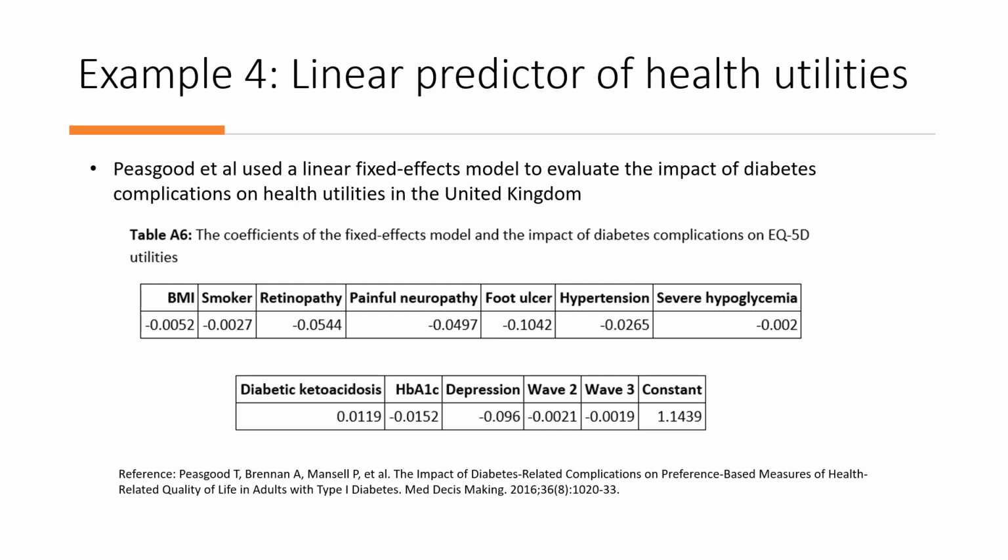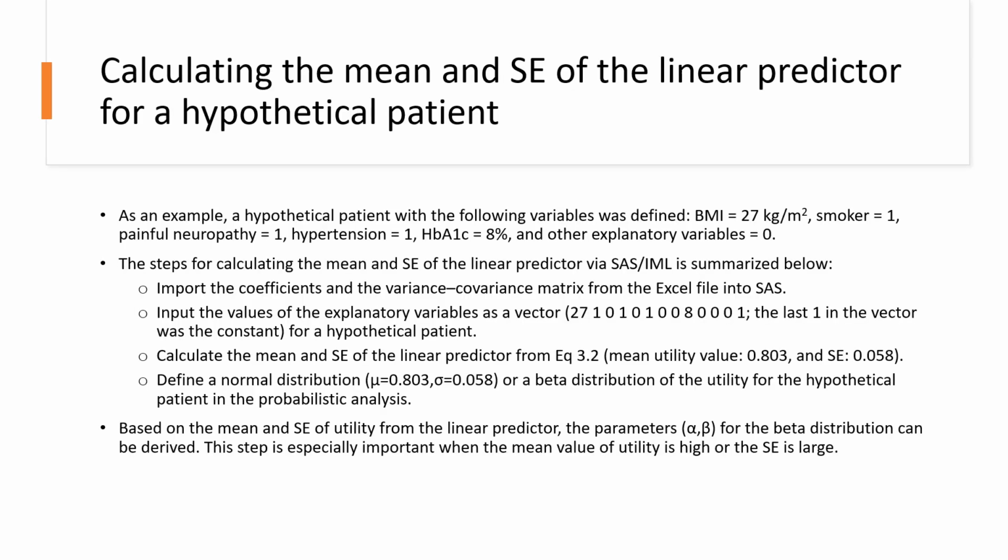Example 4. A United Kingdom study used a linear fixed effects model to evaluate the impact of diabetes complications on health utilities. The final EQ-5D model included 12 explanatory variables. This article reported coefficients and the variance-covariance matrix of the linear fixed effects model in the main text and supplements, respectively. We defined a hypothetical patient with the values of these variables.